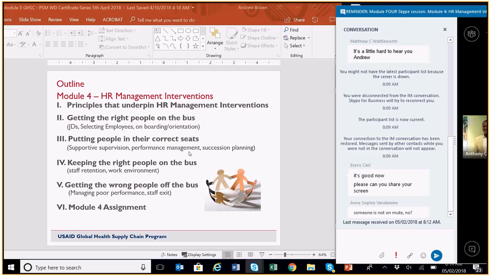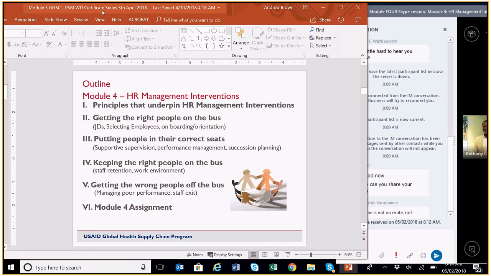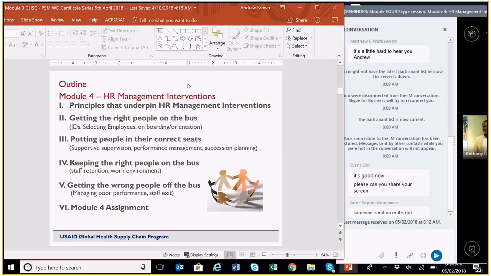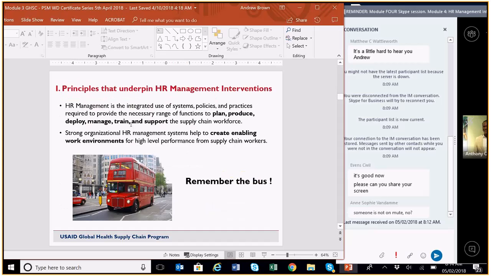If you remember the very first module and webinar I provided you, we spoke about the bus, getting the right people on the bus, putting people in the correct seats on the bus, keeping the right people on the bus, and getting the wrong people off the bus. And this is what I'd like to do today, to continue with that analogy, that metaphor, and remind ourselves that the bus is our organisation, whether it's the organisation that we're supporting, or whether it's the organisation within which we work, depending on where we're applying these principles.